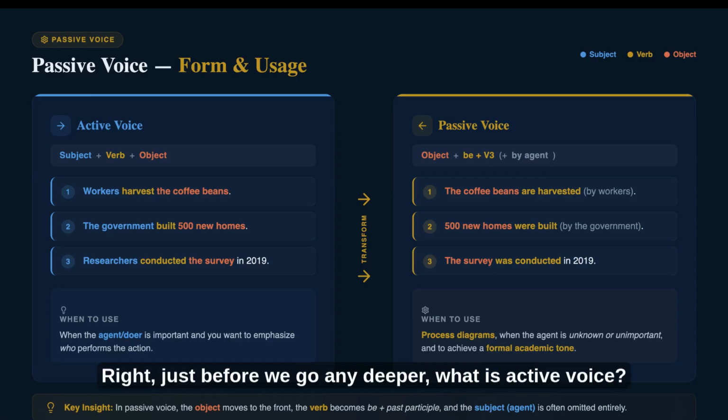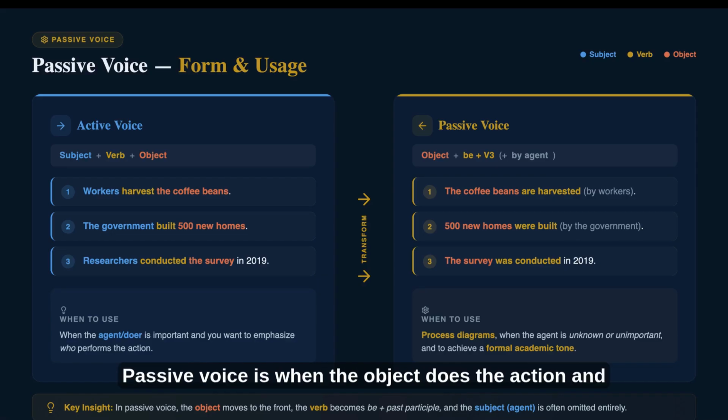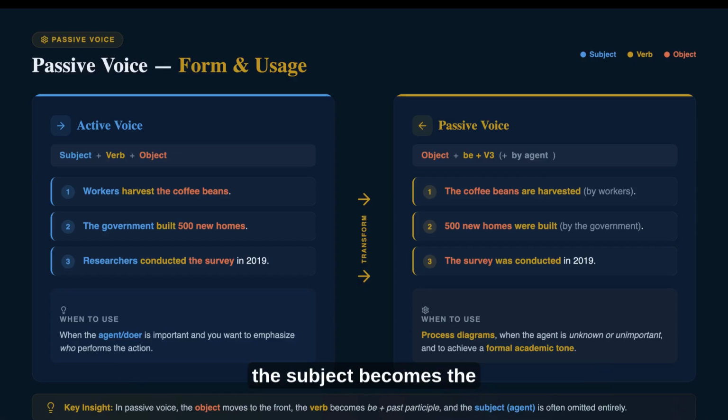Right. Just before we go any deeper, what is active voice? Well, of course, active voice is when the subject does the action and when the subject receives the action. And what is passive voice, by the way? Well, I stated this clearly in the lecture 3. Passive voice is when the object does the action and the subject becomes the receiver of the action and or becomes an agent, which is not entirely necessary. So you can omit it anytime.